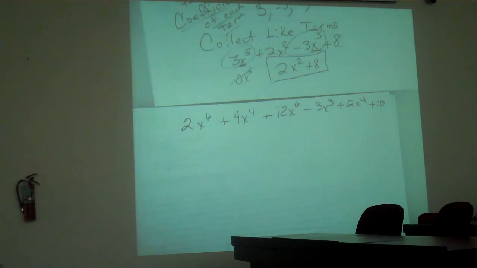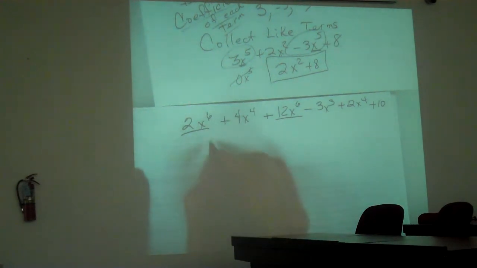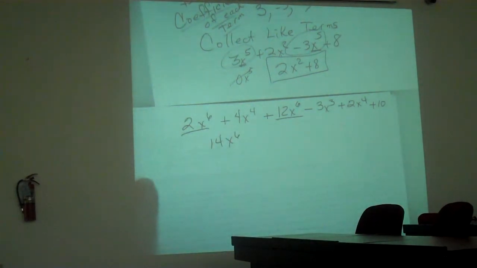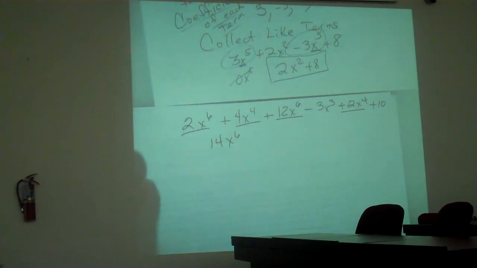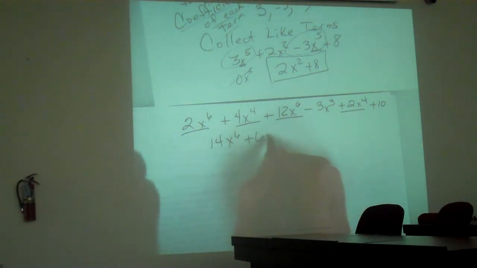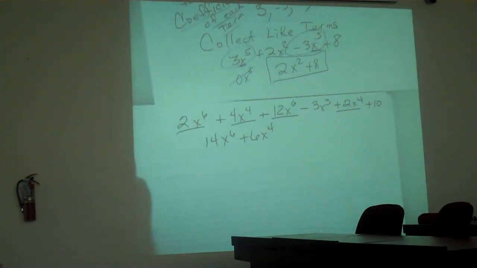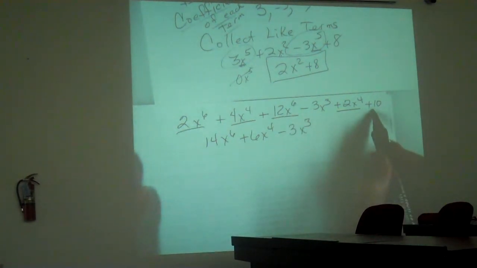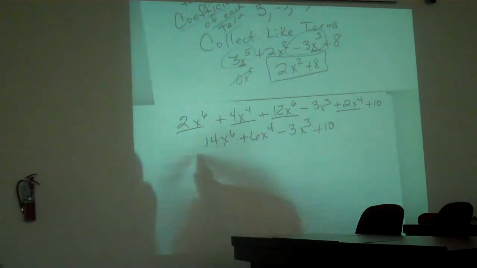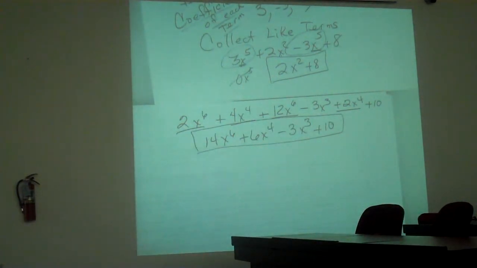Okay, first of all, when we're collecting like terms, so we don't have to rearrange them into descending order, let's just start with the biggest ones. Let's start with the x to the 6th, the highest ones. So we got 2 plus 12, 14x to the 6th. Now is there any x to the 5th? No. So we'll do the x to the 4th next. 4 plus 2 is plus 6, x to the 4th. And the next lowest one? Just negative 3x to the third, and then plus 10. And you already have it in descending order. You don't have to rewrite it.